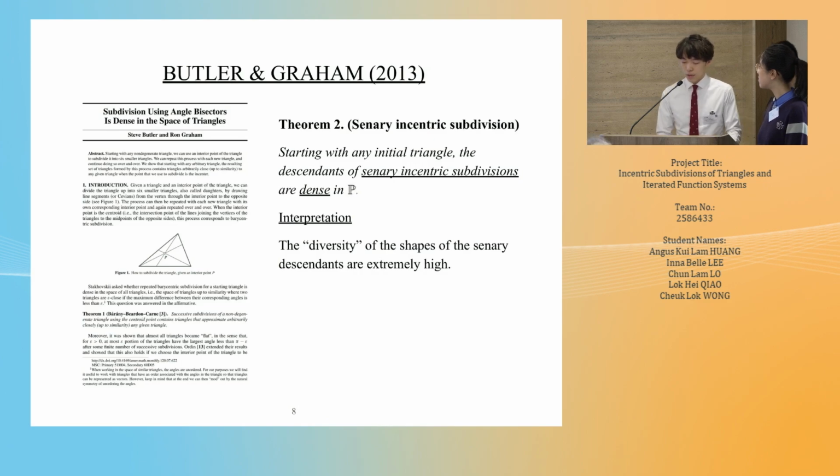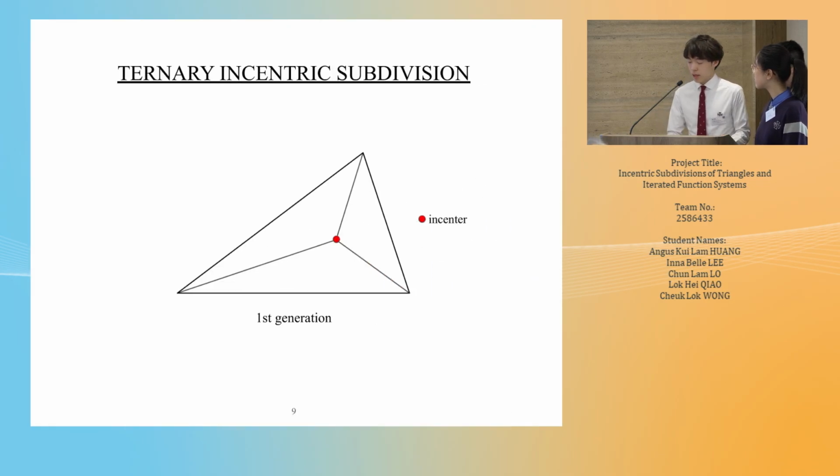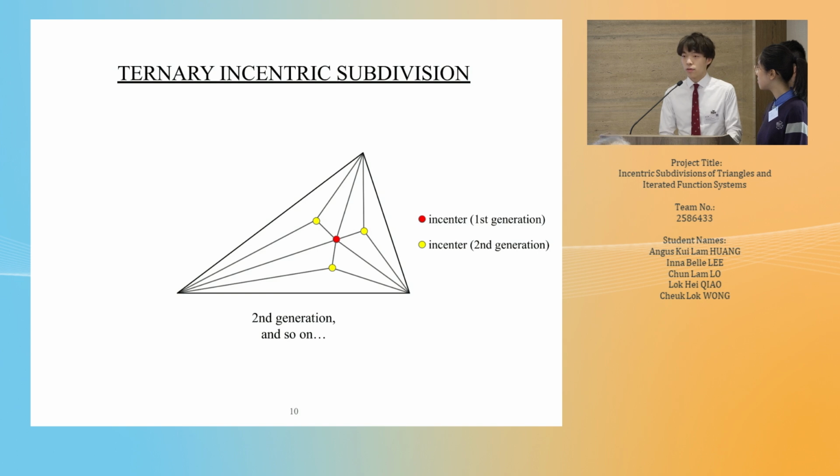Butler and Graham showed that the Senary descendants are dense in P, meaning that their diversity is extremely high. Instead of cutting a triangle into 6, they also cut it into 3 by truncating the angle bisectors at the incenter. We call this the ternary incentric subdivision rule.